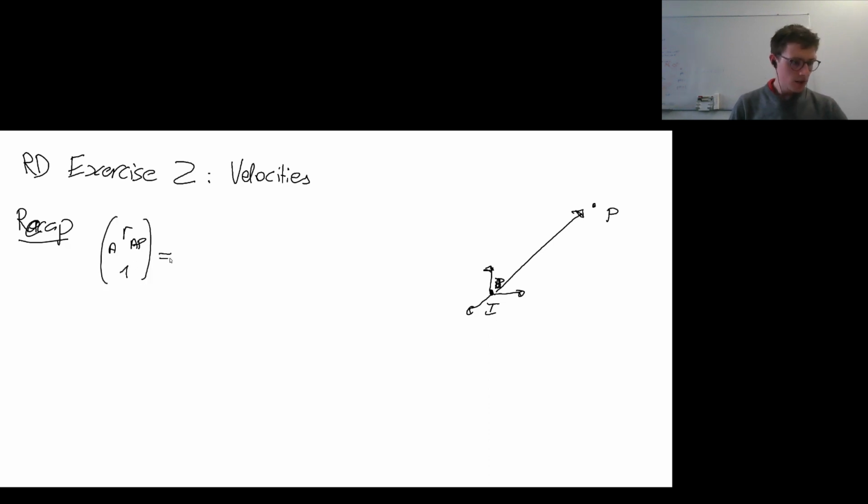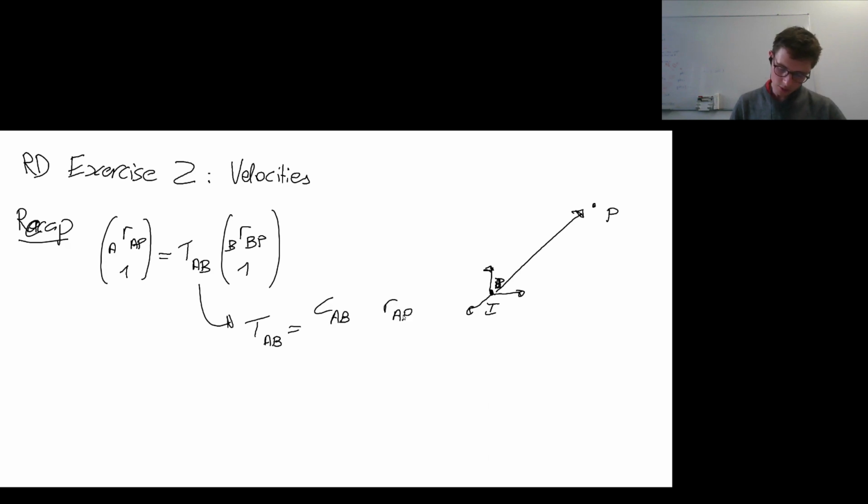And what we've seen is that you can use homogeneous transforms in this notation, so G_AB transforming a vector that goes from B to P into one that goes from A to P, like this. And this homogeneous transformation matrix is composed of a rotation matrix, C_AB, a position vector, r_AB in A, 0, 1, which is 4 by 4.